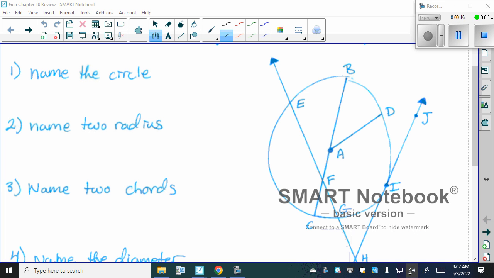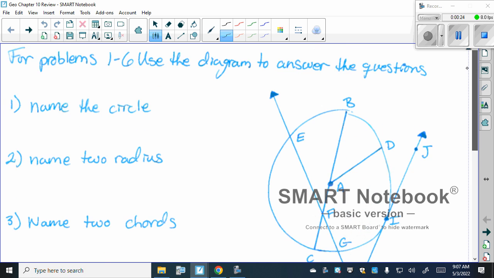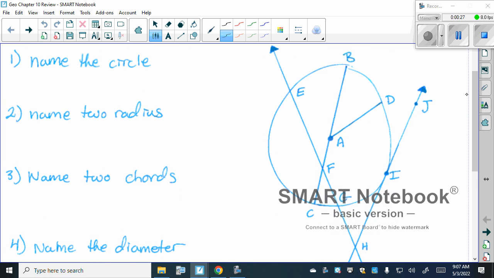All right, guys. So what we're doing today is going over the review sheet, and your test will be tomorrow. So the first one here is going through, use the diagram to answer the questions. We'll go on and go through all of them. Whenever we name a circle, circle dot, and then the center, which here is A. So circle A.